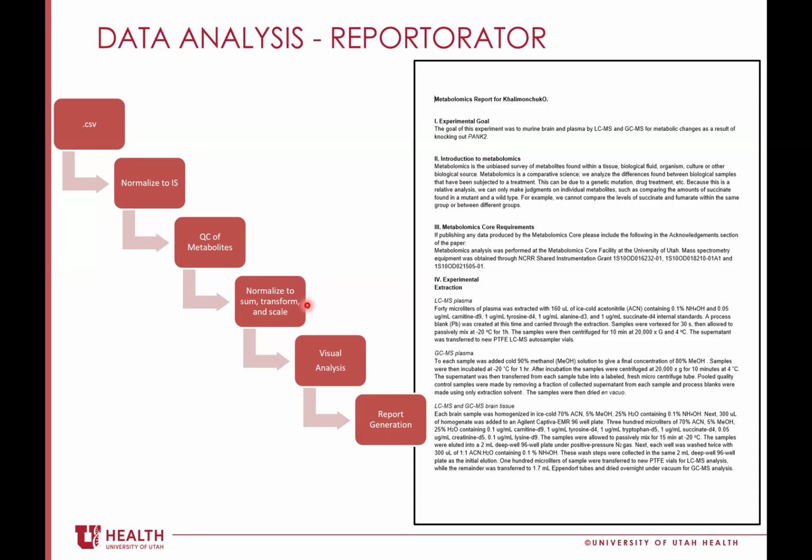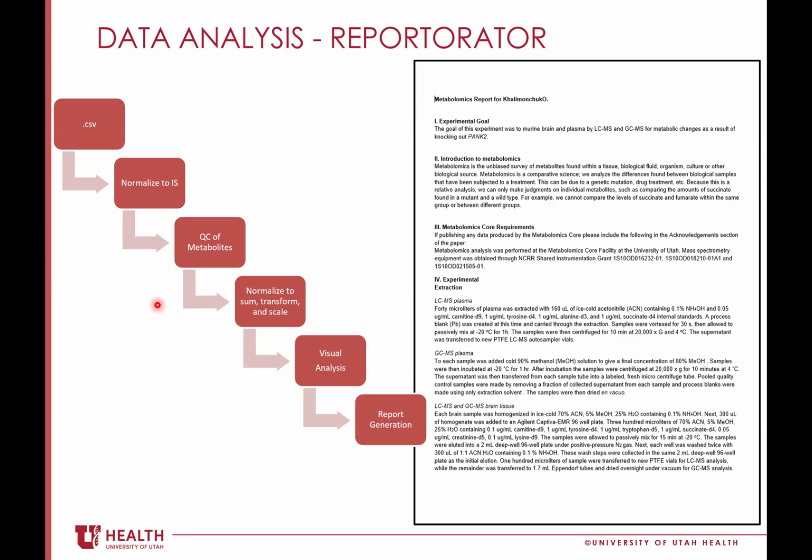So what we do is we put that .csv file into the Reporterator and we normalize to internal standards. Then we look at QC of all the metabolites. We're looking at all those QC samples that we have run, and we're looking for any kind of variation or a percent CV that is over usually 30%. If our QC metabolites are over 30%, we'll drop those from further analysis. That way, we're not getting a lot of spurious results. We'll keep those in an Excel file if you wanted to go look at those in the future, but we'll drop those out at this point from downstream analysis.